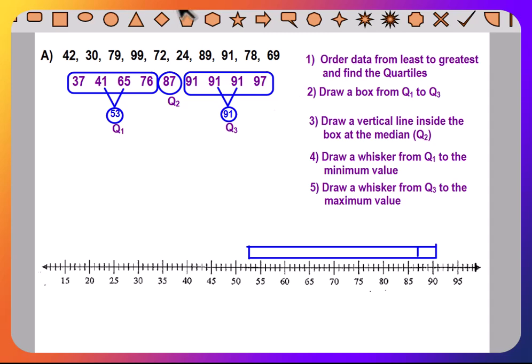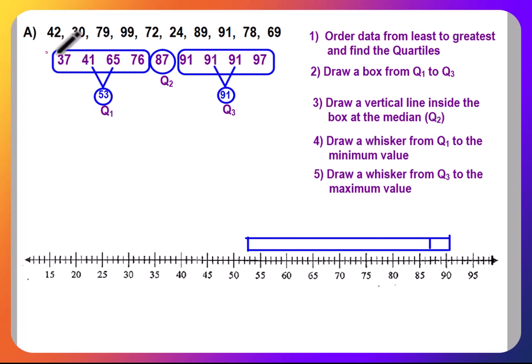Now all you have to do is do your whiskers. The minimum value is 37, here's 35, 36, 37. I'm going to draw a dot, and then I'm going to connect that dot to the left side of my box. That's my left whisker. Do the same thing for the maximum. The maximum is at 97, so here's 97, draw a dot, and then draw a line from the dot to the right side. And that's your box and whisker plot, now known as box plots.